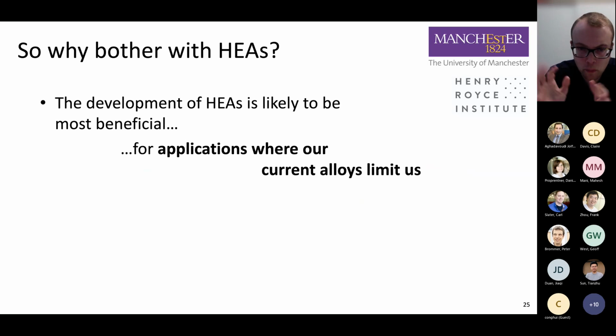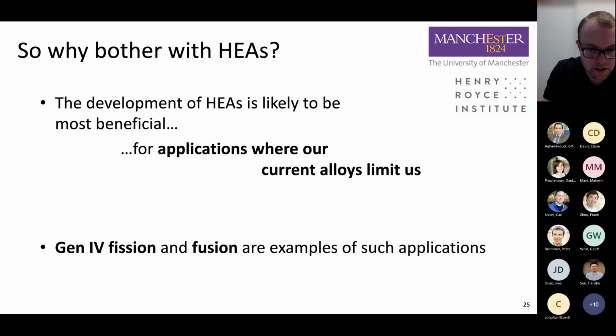I'd like to argue, like many others do, that the development of high-entropy alloys is likely to be most beneficial for applications where our current alloys limit us. So we're never going to be able to generate high-entropy alloys that displace steels or aluminium alloys in automotive applications, or steels in structural applications, etc., because on a cost basis, high-entropy alloys make no sense at all. On a cost and specific property basis, they make no sense. However, there are some applications, such as maybe high temperature gas turbine applications, where they do make sense.